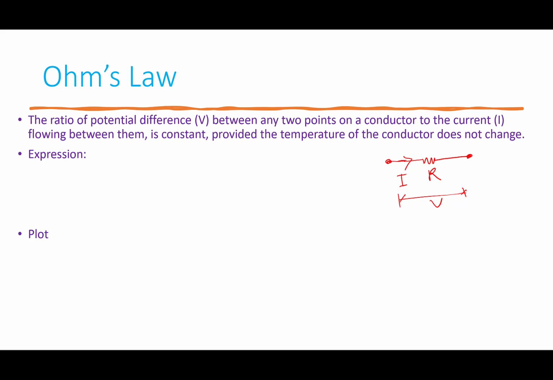Say you have a voltage V, and you have that current I, so always V over I is a constant, given that the temperature of the conductor is unchanged. And this constant is basically the resistance, so V over I is equal to R. In other words, we can say V equals I times R.